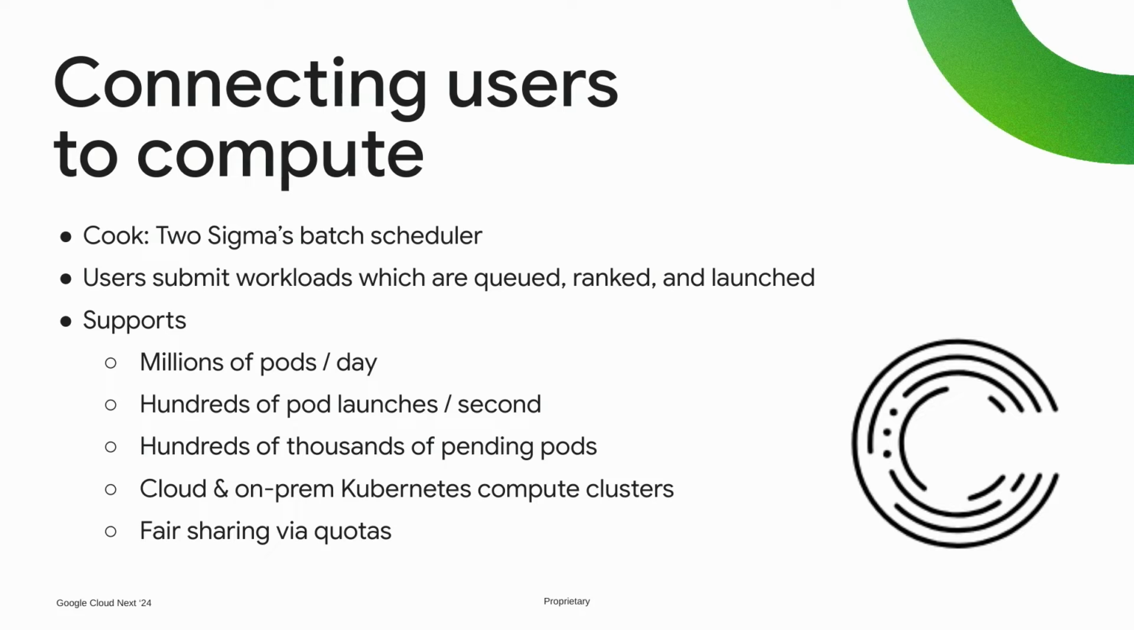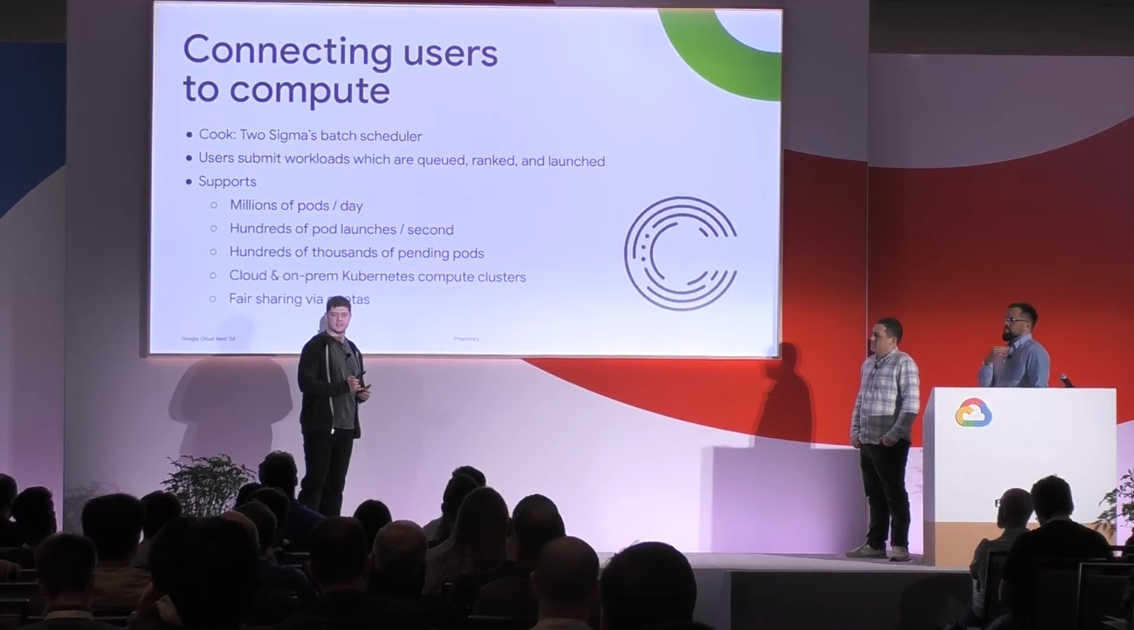And we do this with Cook. Cook is TwoSigma's own internal batch scheduler. Cook was created in 2015, so it's had a really long and important history at the firm. It originally started as a Mesos scheduler, but today it's evolved to orchestrate all of this compute in Kubernetes.